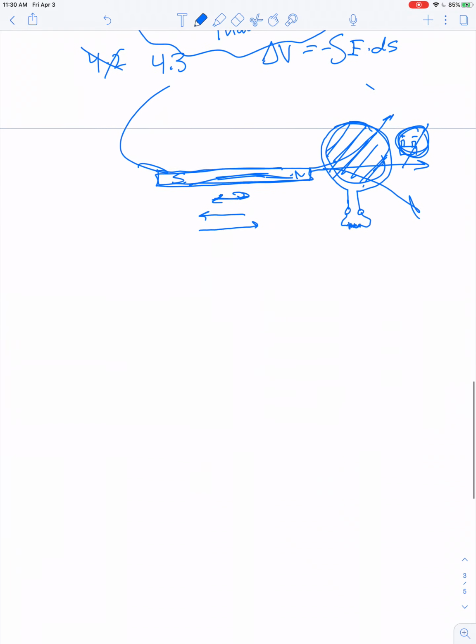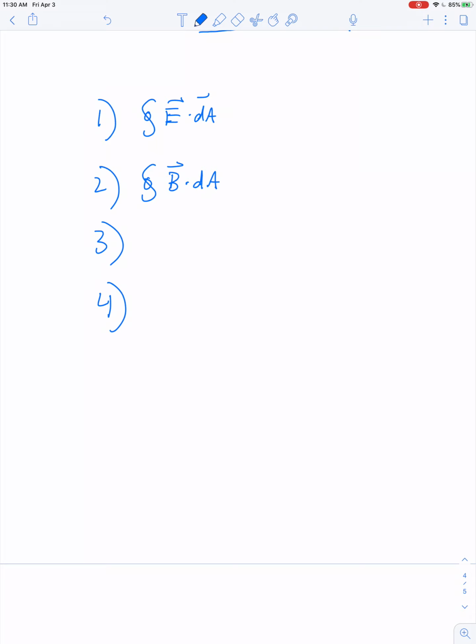In any case, I think we need to write all these equations one last time so you can see them in one view. Maxwell's equations, 1, 2, 3, 4. One of them has to do with the integral of E dot dA. Another one is the integral of B dot dA. Next one is the integral of B dot ds, and the last one is the integral of E dot ds. So the first one we already know from earlier this semester. This is 1 over epsilon naught times q, and that's Gauss's law.